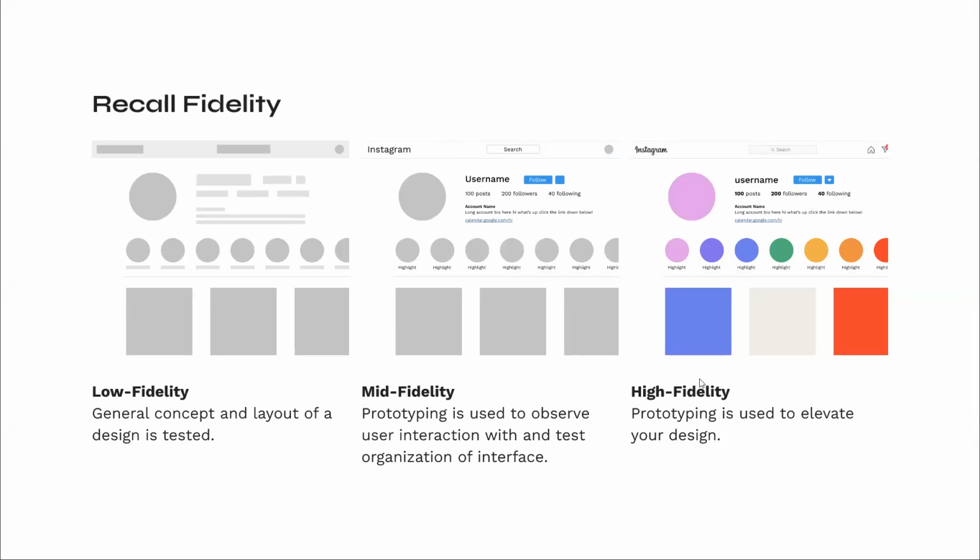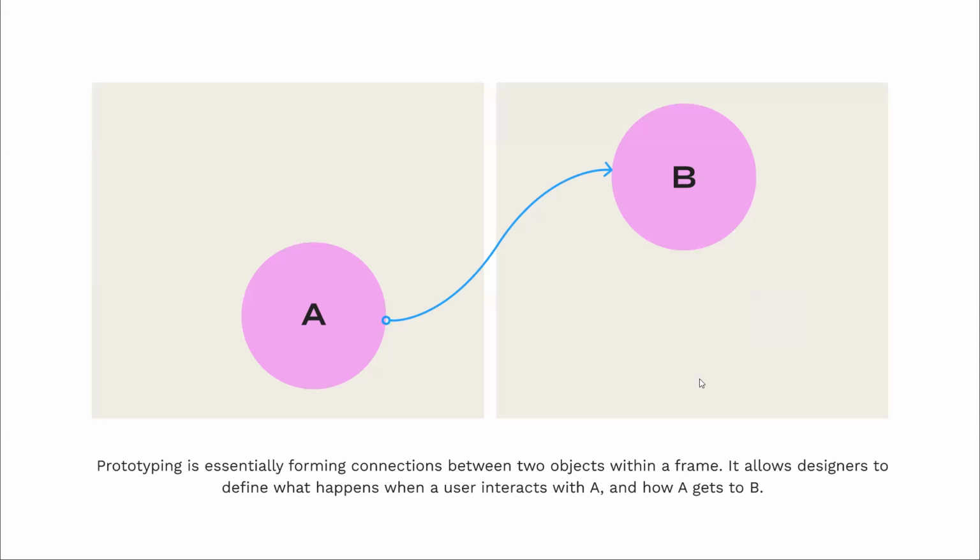So recalling fidelity stages, low fidelity is going to be general concept and layout of a design. Mid fidelity is going to be where prototyping is used to observe user interaction and test organization. And high fidelity is going to be where you fully apply prototyping to elevate your design. All right, so prototyping is essentially forming connections between two objects within a frame. So it allows designers to define what happens when a user interacts with A and how A gets to B.